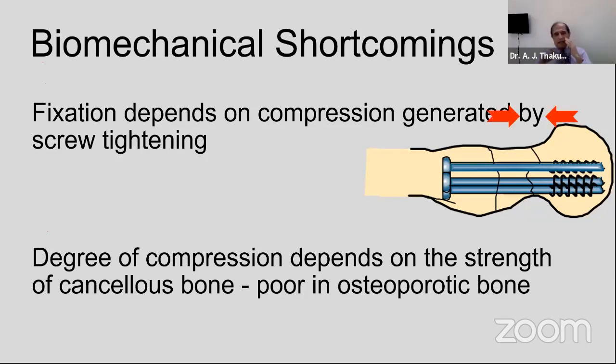What are the mechanical shortcomings of this? The compression is generated by the quality of the bone. If the bone is good quality, you can generate a very high degree of compression. But if it is porotic, you will not be able to do it. It will just strip it off. So it depends on the strength of the cancellous bone, which is obviously poor in the osteoporotic bone.